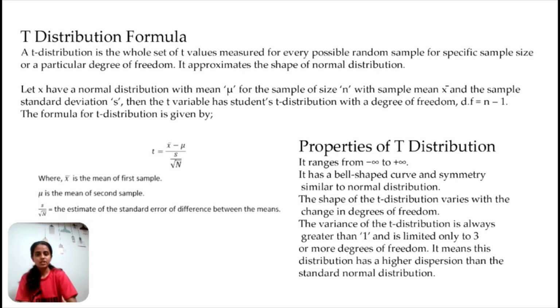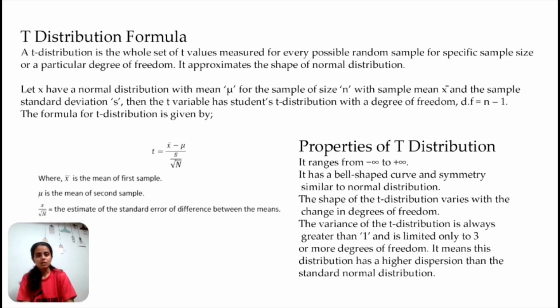The t distribution formula. The t distribution is the whole set of t values measured for every possible random sample for a specific sample size or a particular degree of freedom. It approximates the shape of a normal distribution. Let x have a normal distribution with mean mu. For a sample of size n, the sample mean x bar and the sample standard deviation s, the t variable has student's t distribution with degrees of freedom df equals n minus 1.